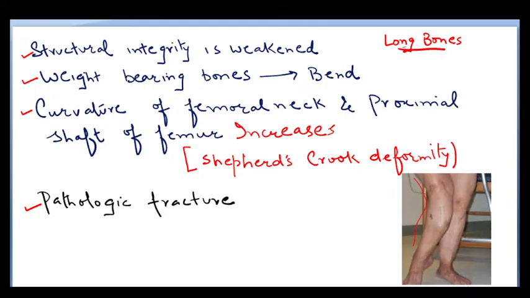There is weakness in bones, the bones are brittle, and there is loss of structural integrity. If fibrous dysplasia is seen in the femur, the curvature of the femoral neck and proximal shaft of the femur increases, which is called Shepherd's crook deformity. The chances of pathological fractures are more in long bones.